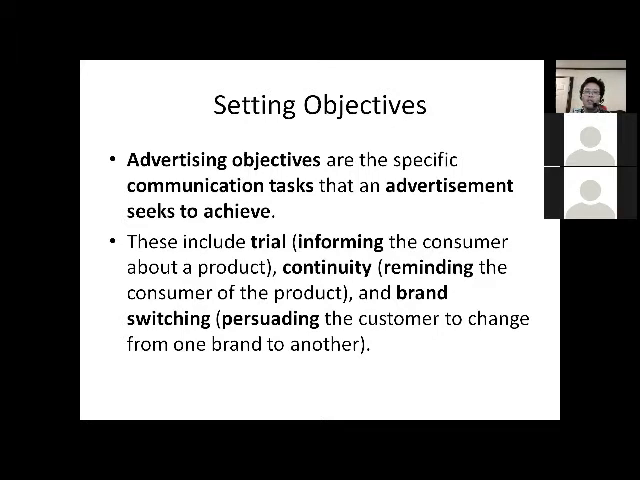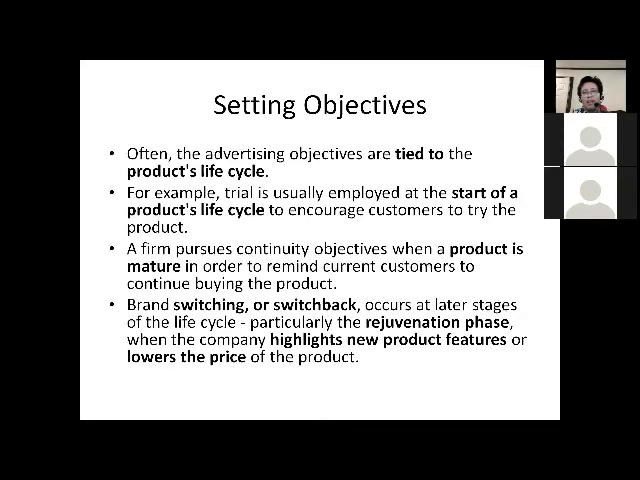Okay. So trial is informing the consumer about a product. Then continuity, we remind them about the product. And brand switching is we persuade the customer to shift from one brand to another brand. So trial, continuity, and switching. Okay. So next we have these advertising objectives.